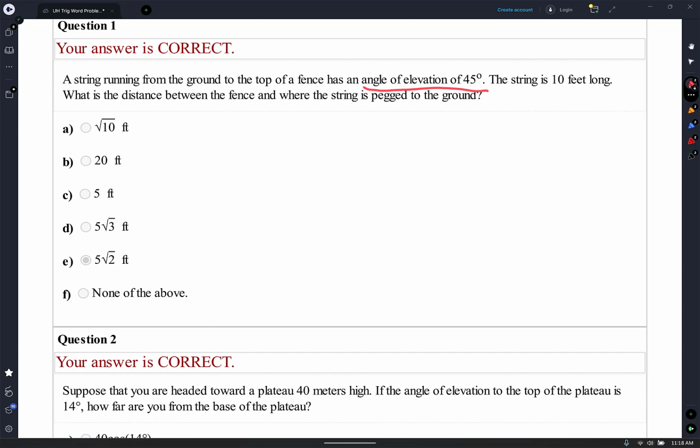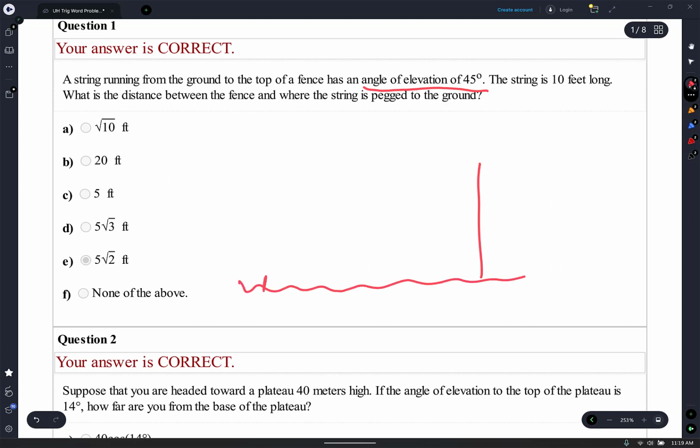So the string is 10 feet long. So here we go. Here's the fence. Well, it's not drawn perfectly, but here's the fence from an angle view. Here's the ground, and here's that stick. And here it is, perpendicular to the ground, 45 degrees, and there it is, guys. The string is 10 feet long, so this is 10 feet. What is the distance between the fence and where the string is pegged to the ground? So they want to know that distance there.